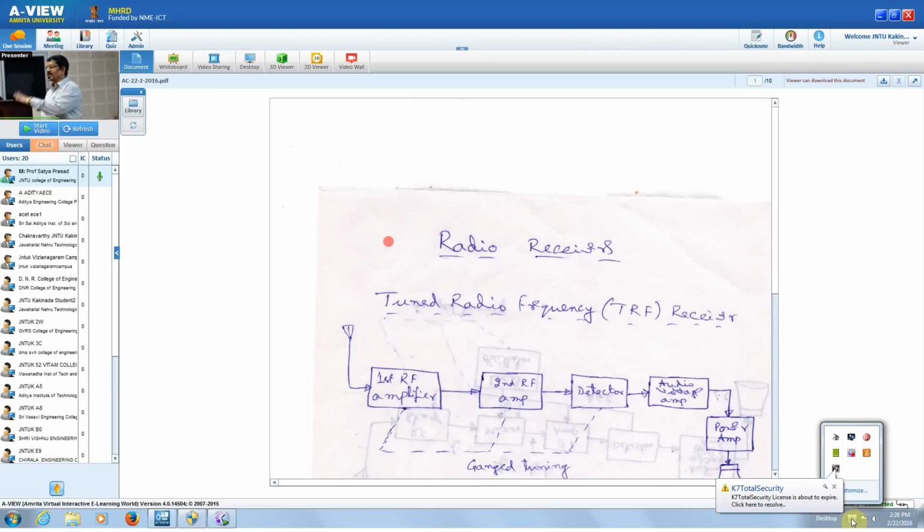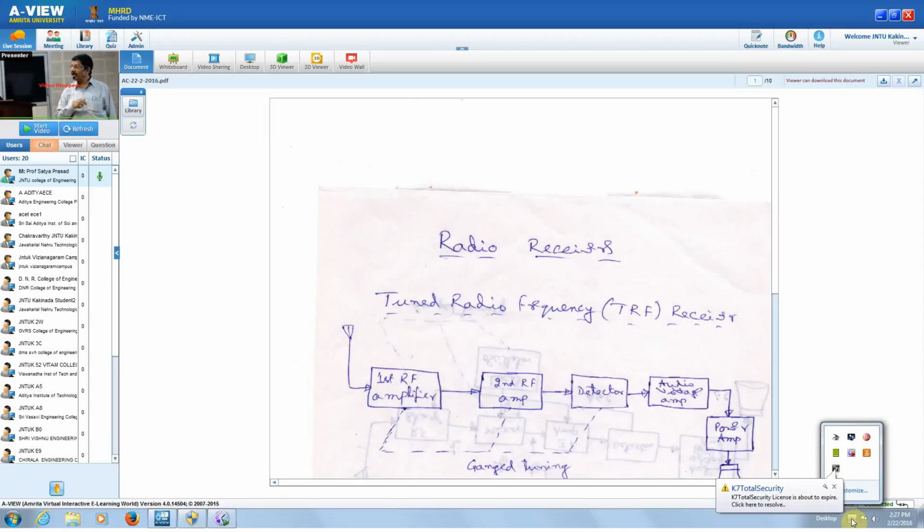Between the amplification stages, suppose we are operating in the short wave range, some 25 megahertz or 30 megahertz. At those frequencies, any stray capacitance coupling will be sufficient. The output of your second stage can feed back to the input of your amplifier.